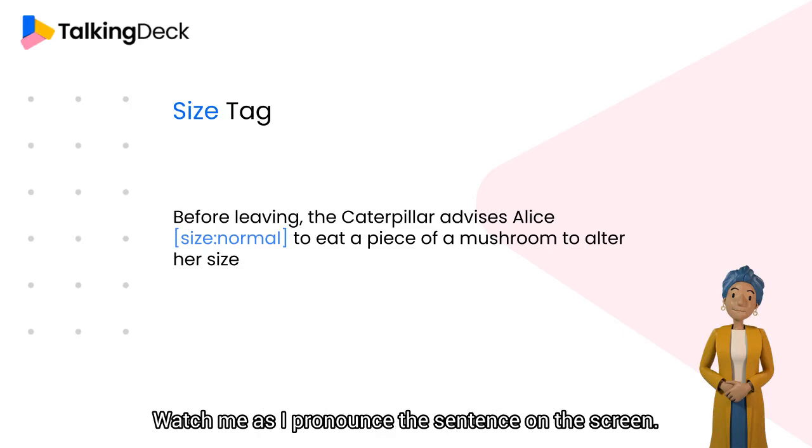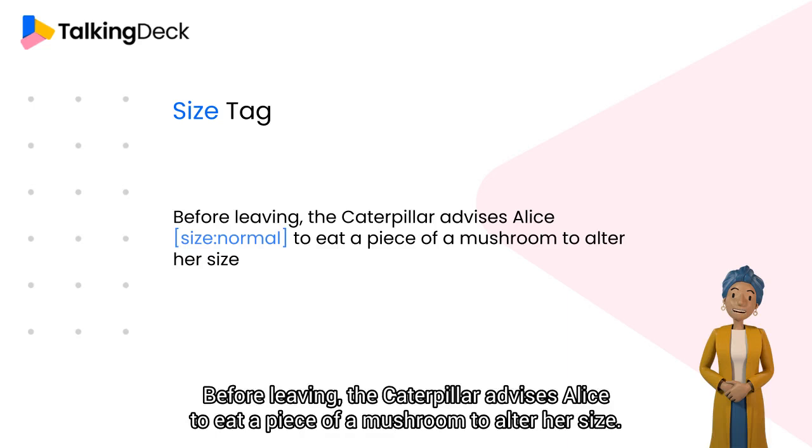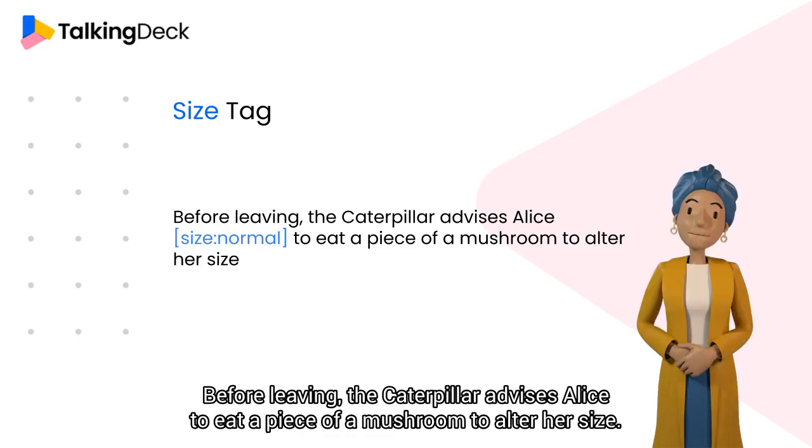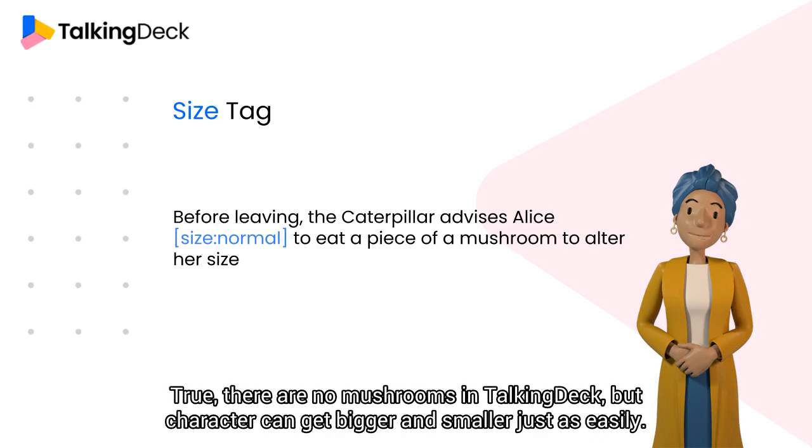Watch me as I pronounce the sentence on the screen. Before leaving, the caterpillar advises Alice to eat a piece of a mushroom to alter her size. True, there are no mushrooms in TalkingDeck, but characters can get bigger and smaller just as easily.